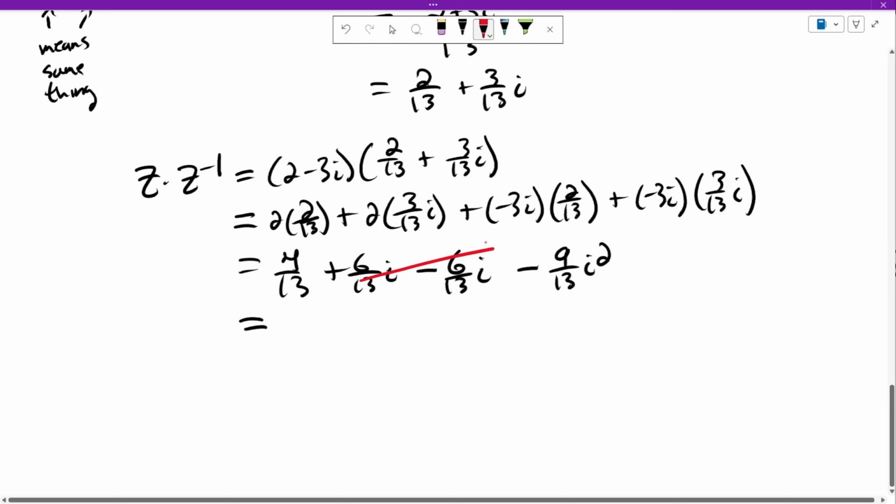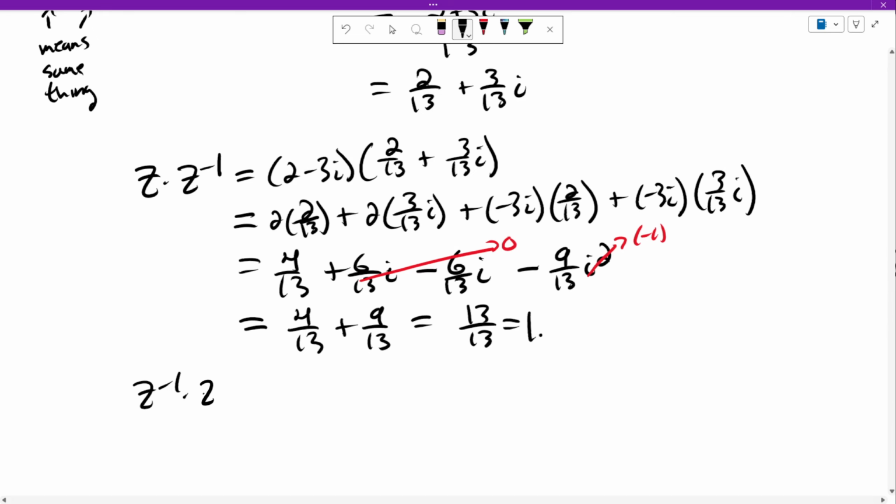The middle terms here cancel. They're equal and opposite in sign. And that i squared we can rewrite as a negative 1. So negative 1 times a negative is a positive, so that's really a plus 9/13. 4/13 plus 9/13 is, of course, 13/13, which is 1, and we've done it. Similarly, if we multiply on the left by z inverse, we also get 1. And so this complex number 2/13 plus 3/13 i satisfies what we should think about as the inverse of our complex number.